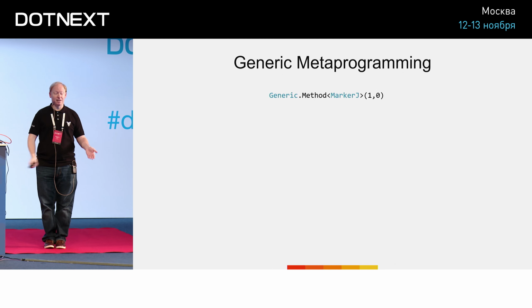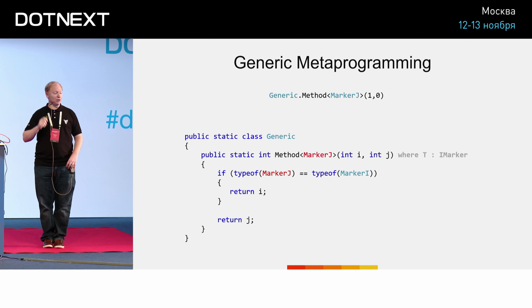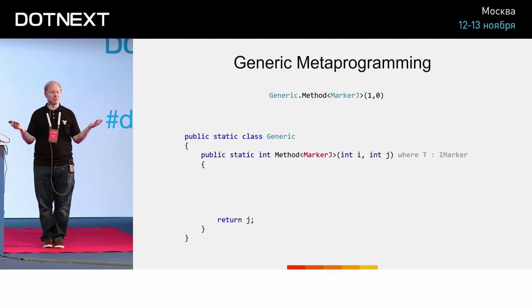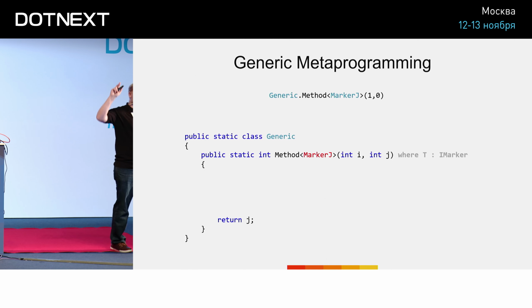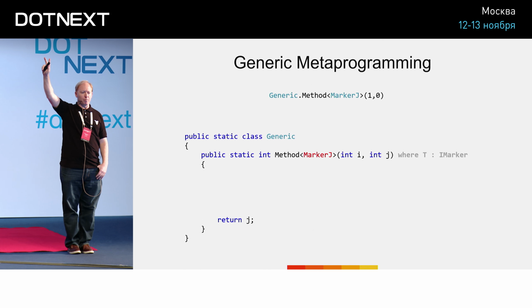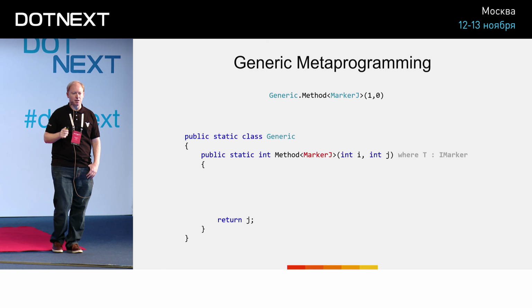Same exercise. We do the same with MarkerG. So now what do we get? MarkerG, is it equal to MarkerA? I don't think so. So we essentially wrote two entirely different code paths using a simple trick.